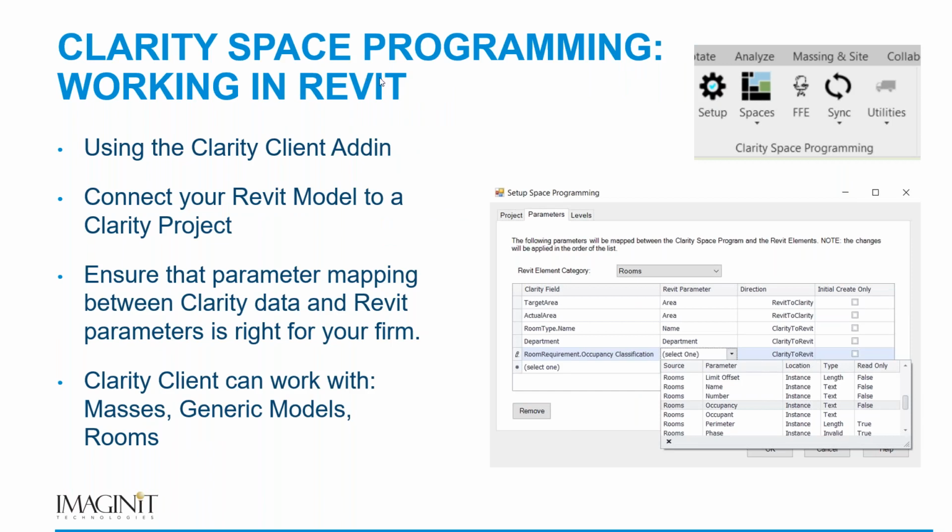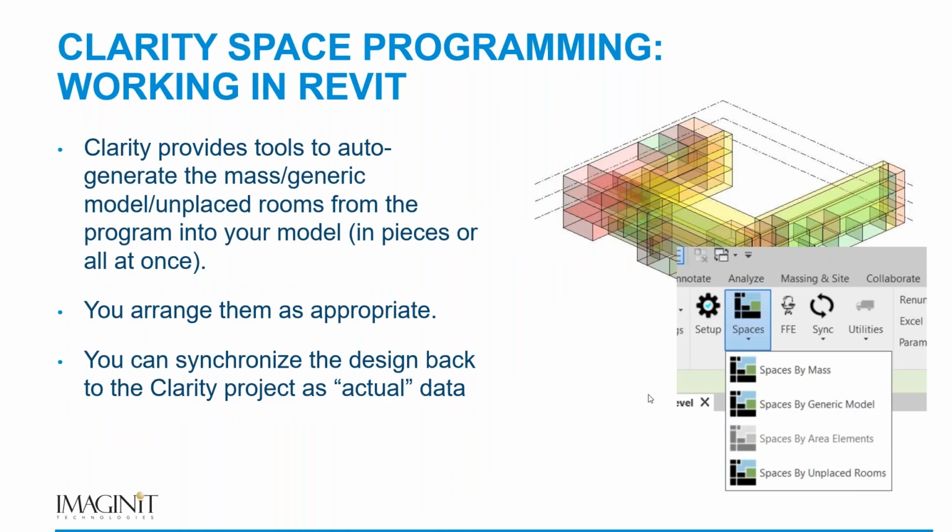From a Clarity environment inside of Revit, if you have Clarity Space Programming, you'll see extra tools showing up here inside of the Revit environment, and that will let you go in and figure out how do you take the families that you'd like to use to represent spaces when you're doing that conceptual level design. How do I map the data between what exists in the Clarity Space Program into the corresponding spots inside of Revit? We can work with masses, generic models, rooms, areas, all those different kinds of geometry.